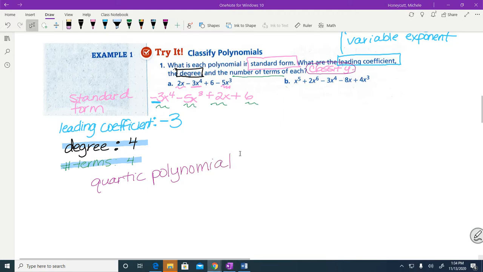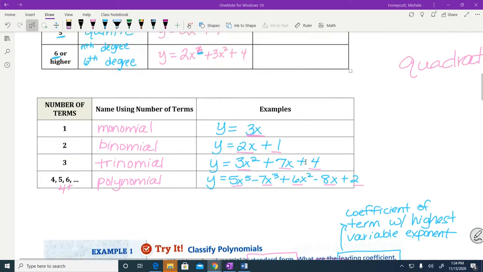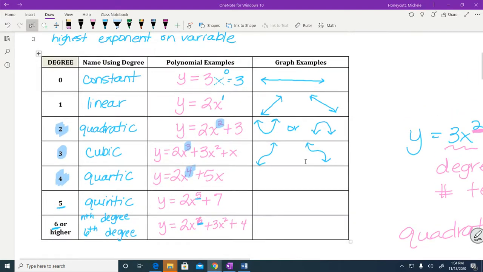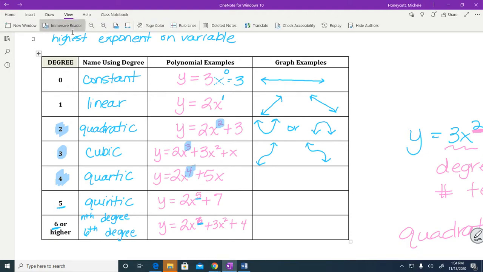Now you may be asking yourself, why are leading coefficient, why did they ask me to do this? Well, because remember earlier when I said we're going to come back to these graph examples? That's where it's really important. Zoom out here.